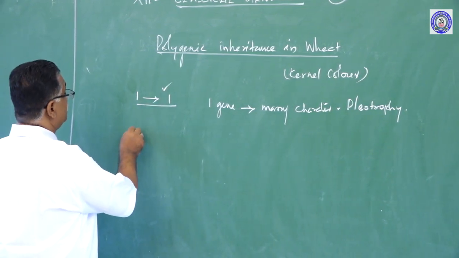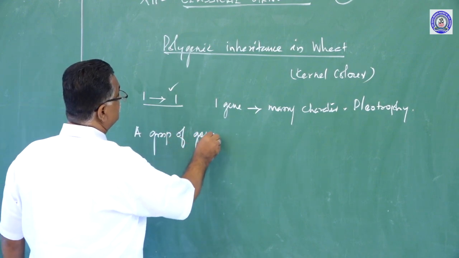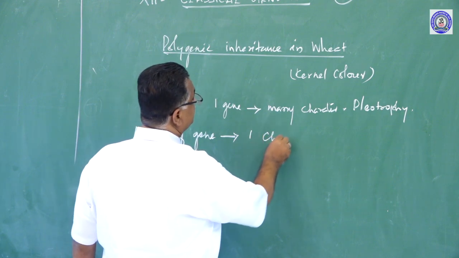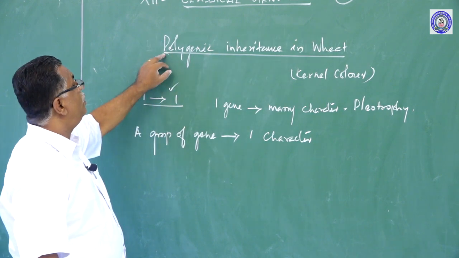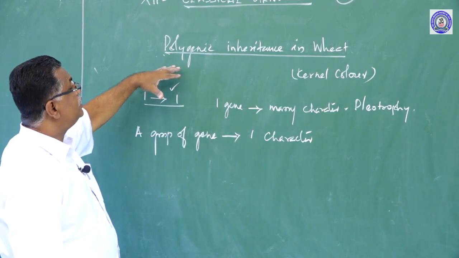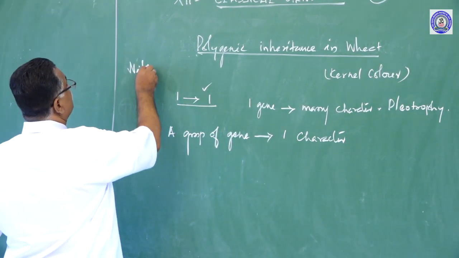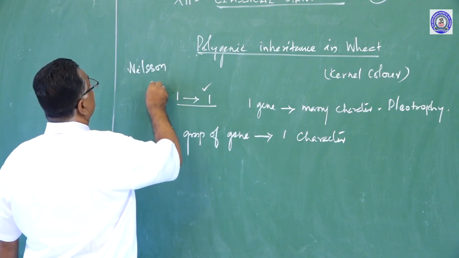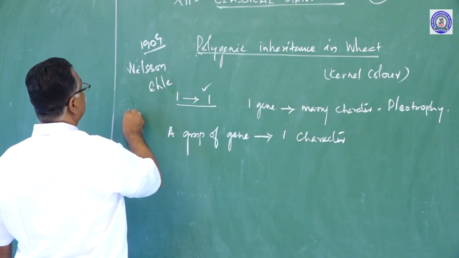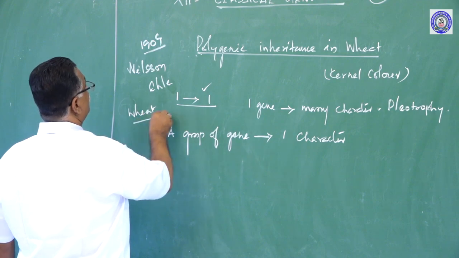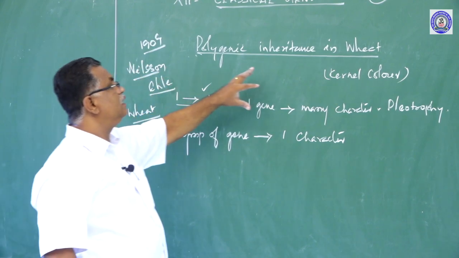If more than one gene, a group of genes, control one character, that is called polygenic interaction. Such interaction has been studied in wheat by Nilsson in the year 1909. The kernel color of wheat was an example for polygenic inheritance.